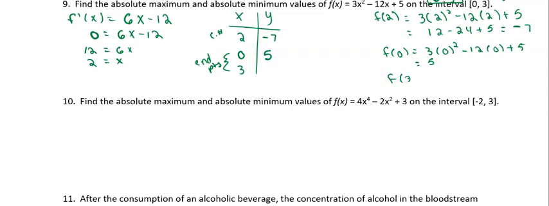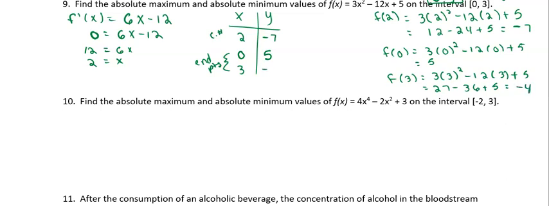So now we need f of 3. So we'll have 3 times 3 squared minus 12 times 3 plus 5, putting that 3 back in for our x's. So if we calculate this out, well, 3 squared is 9. 9 times 3 is 27. 12 times 3 is 36. So it looks like that's going to give us -4.